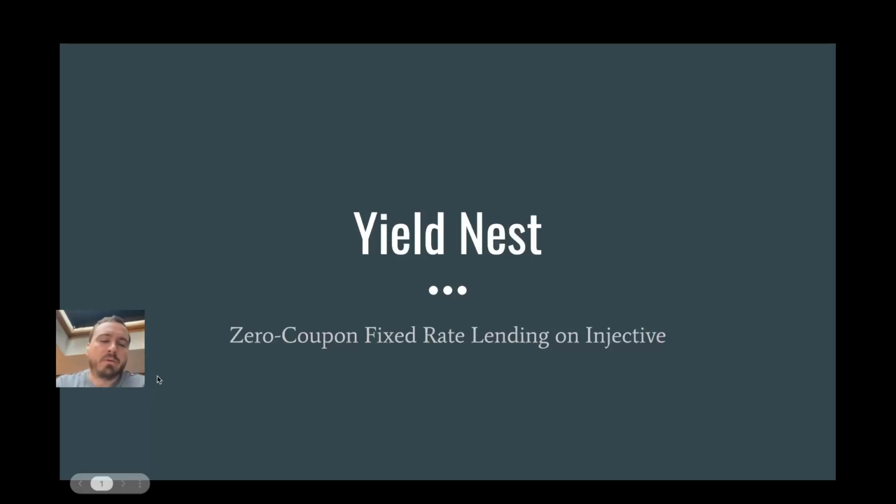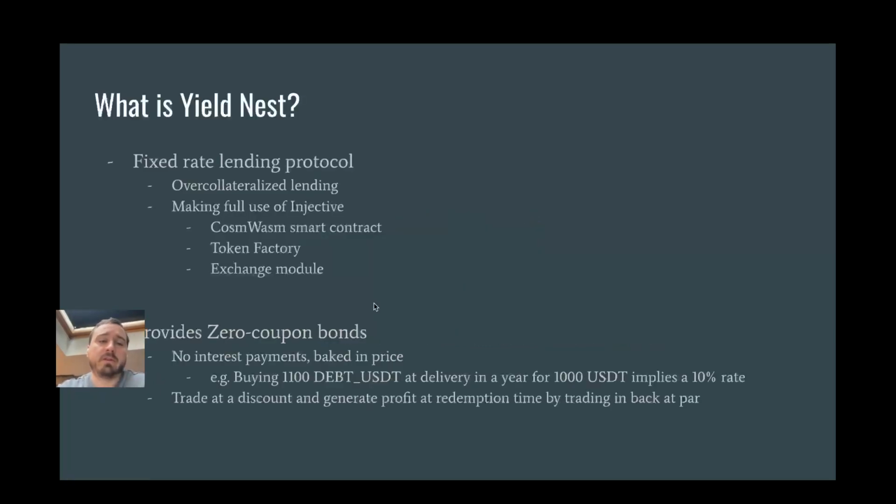Hi everyone. Today I'll be showcasing YieldNest, which is a zero coupon fixed rate lending project on the Injective testnet and built for the Injective hackathon. So what is YieldNest? YieldNest is a fixed rate lending protocol that features over-collateralized lending and provides zero coupon bonds. Zero coupon bonds allow us to have a project that does not require interest payments, but instead has the price of the debt baked into the price of the debt token.